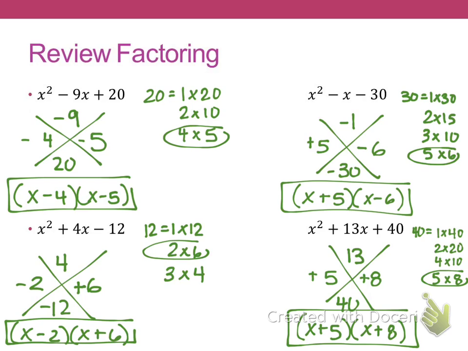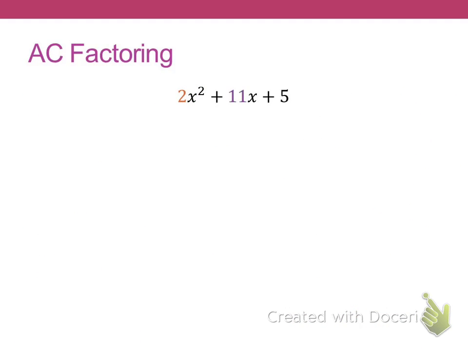Now, with AC factoring, look what is different here. I have 2x squared plus 11x plus 5. What do you notice that's different than the problems that we had before? Now, instead of just an x squared, there is a number out in front of the x squared. So what I'm going to have to do is take that into account, and that's going to give me 2 extra steps, okay? We call this bottoms up, all right?